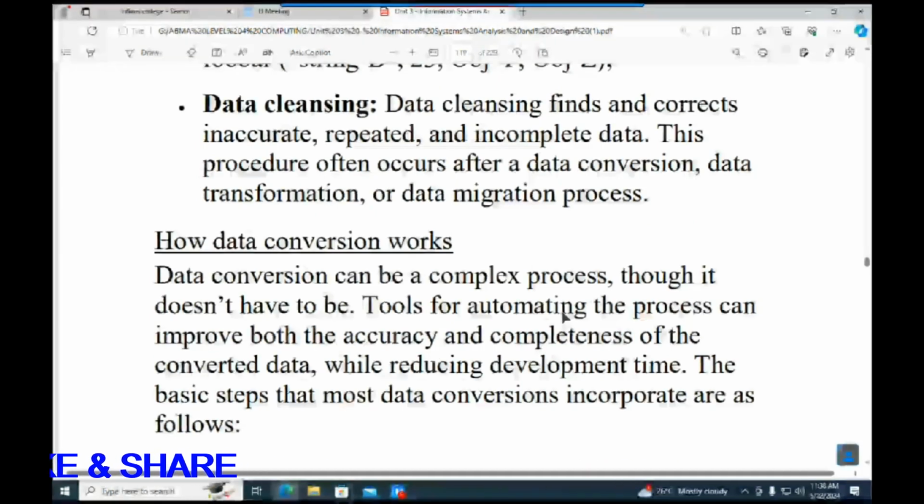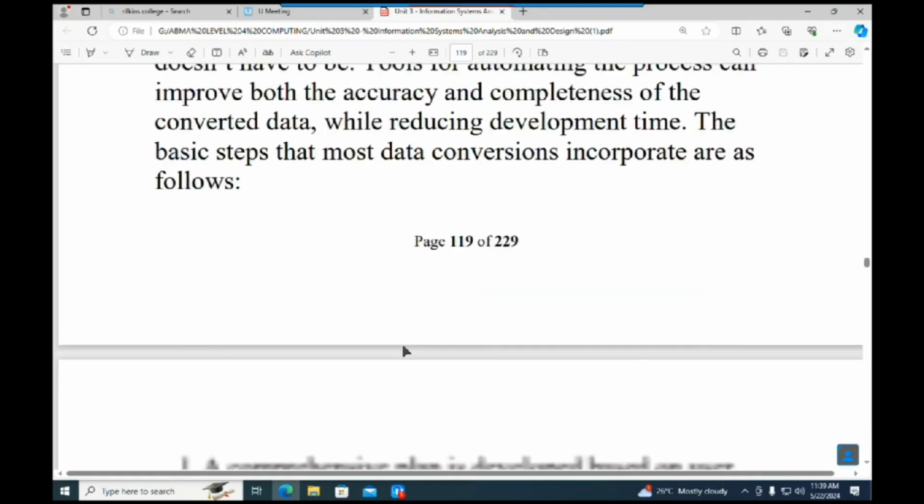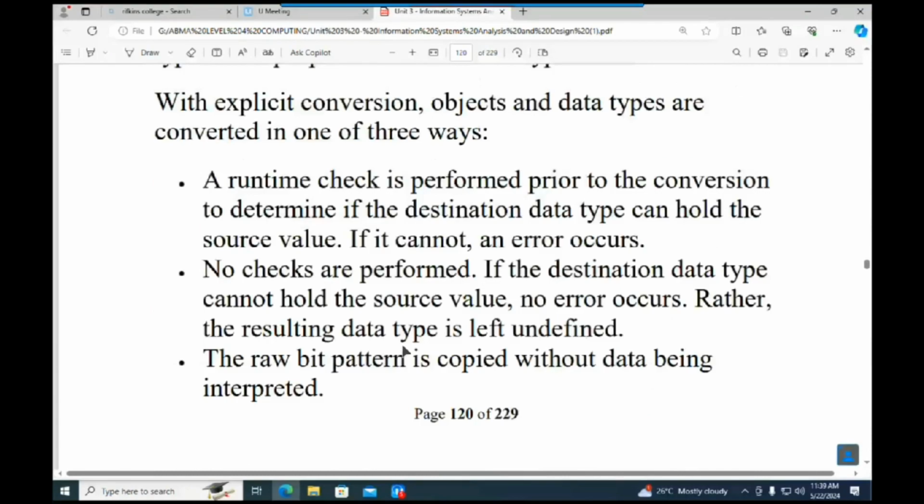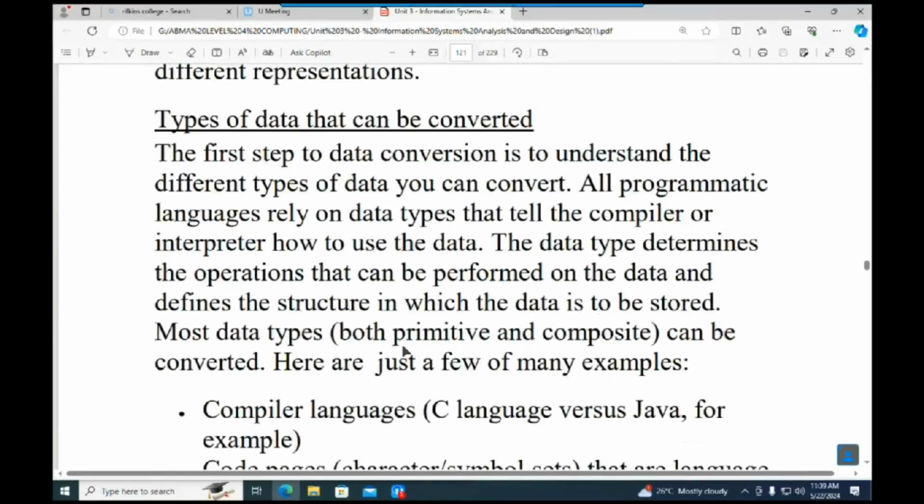Now we have data cleansing. Data cleansing is simply trying to find inaccurate, repeated, and incomplete data, then removing it. That is cleansing. So normally we have this procedure happening after we have converted data, or maybe after data transformation, or maybe data migration. That's important to really understand.